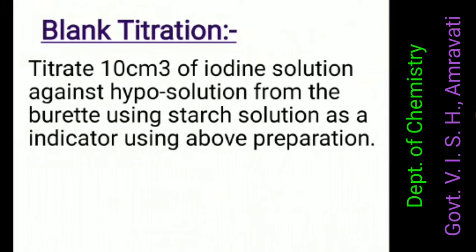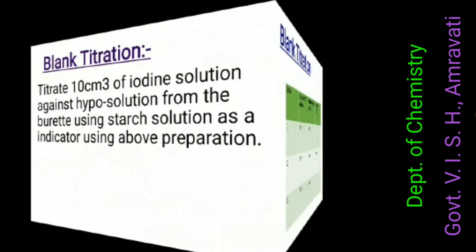After that, the last is the blank titration. In blank titration, how will you do it? Titrate 10 ml of iodine solution against hypo solution from the burette using starch solution as an indicator, using the above preparation. The above preparation means the two titrations which you have done; in the same way you will also do the blank titration, but the only difference is that you take 10 ml of iodine solution against the hypo solution, and you have to titrate it till it becomes colorless, and that is the overall practical which you have to do.